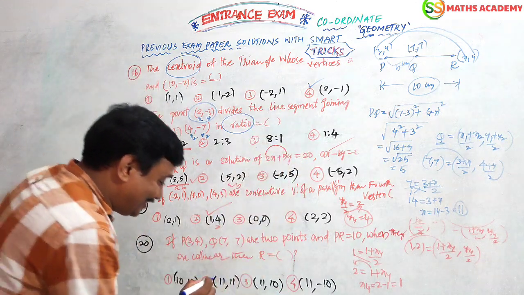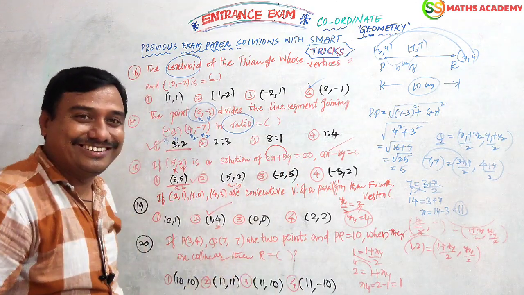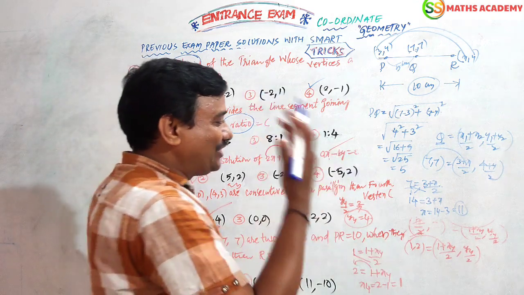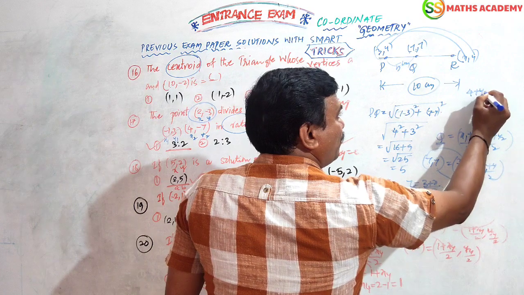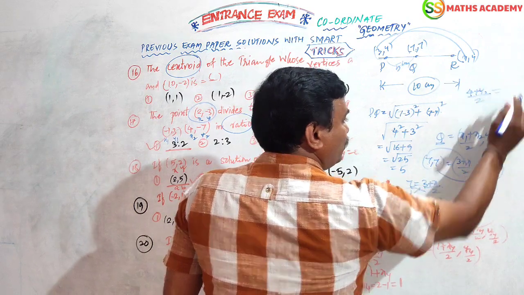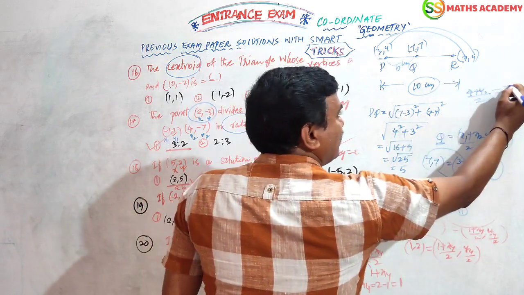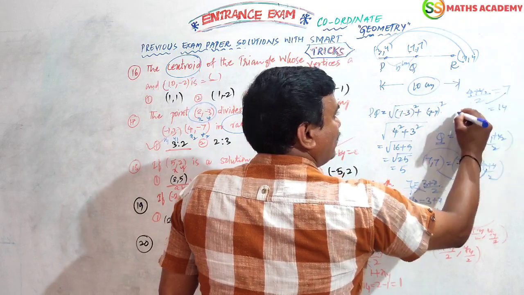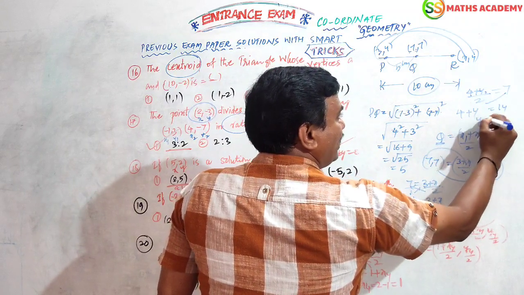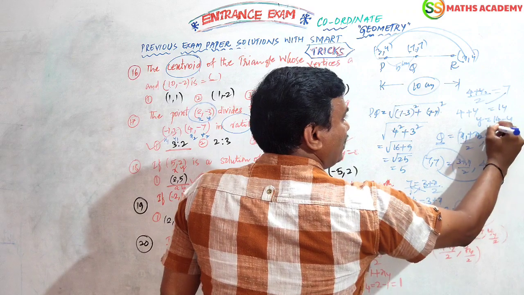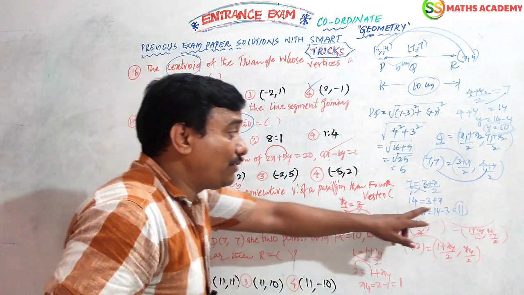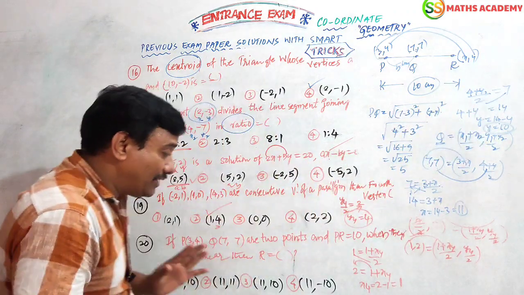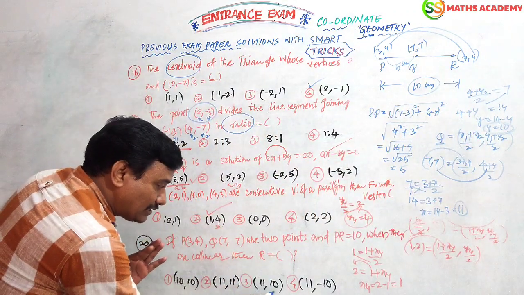Where is 11? Oh my god, 3 options are having 11 only. Now what is the question? Go with y, comparing y also. (4 plus y) by 2 is equal to 7. 7 times 2 is 14. Here 4 plus y, so y equals 14 minus 4. y equals 10. So x is 11, y is 10. 11 comma 10. Where is it? This is the answer.